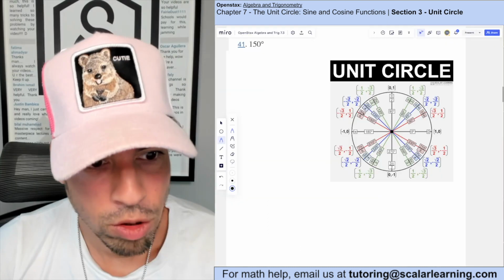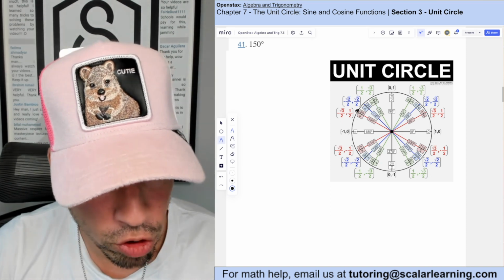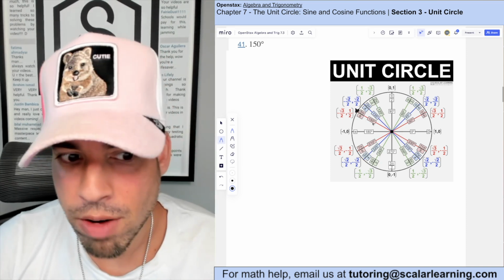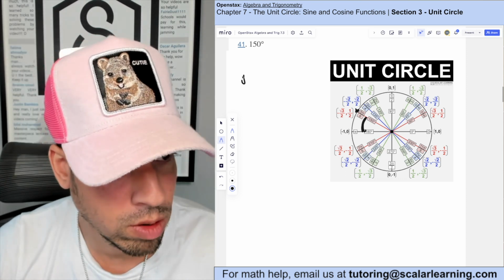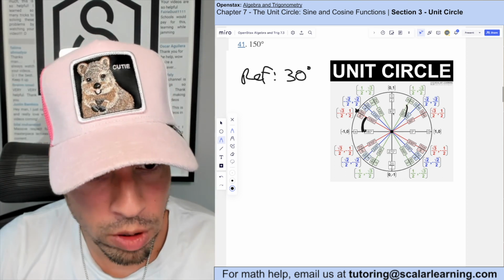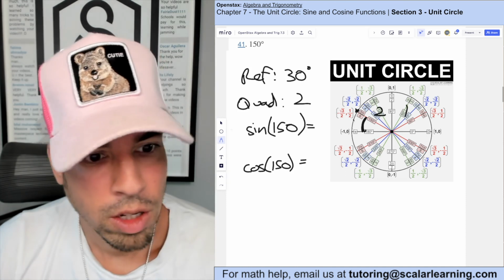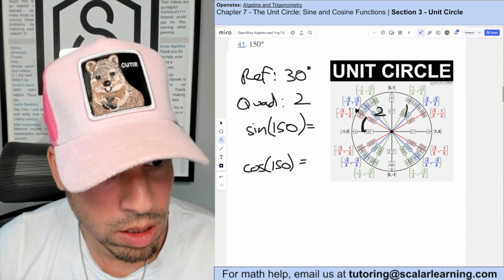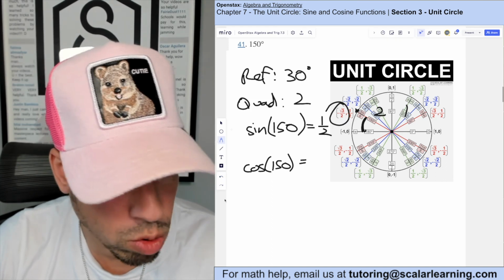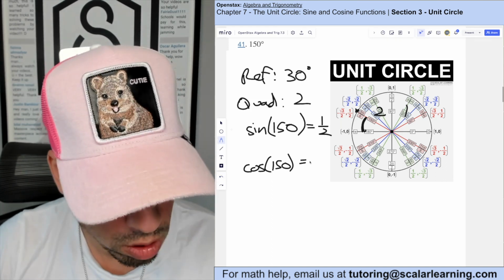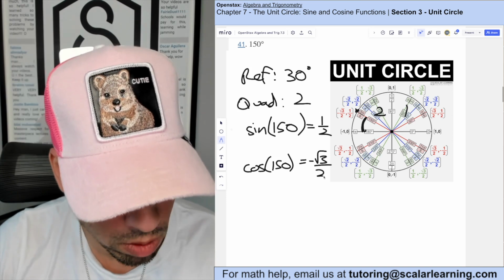Done. So for this one, we got 150 degrees, which is right here. And so to get that reference angle, it's this distance down to the x-axis, which is 180 minus 150, which is 30. And of course, we're in quadrant not 1, but 2, right? And so now to get sine of 150, we take the corresponding y value, which is 1/2, and cosine is the corresponding x value of that coordinate, which is negative rad 3 over 2. That's how you do it.